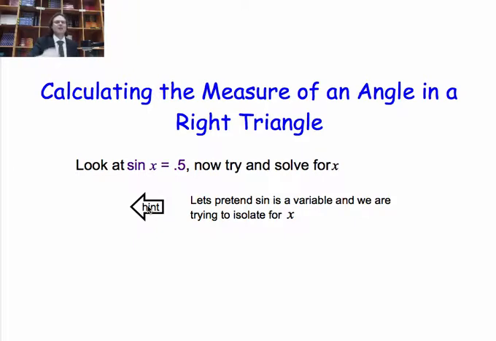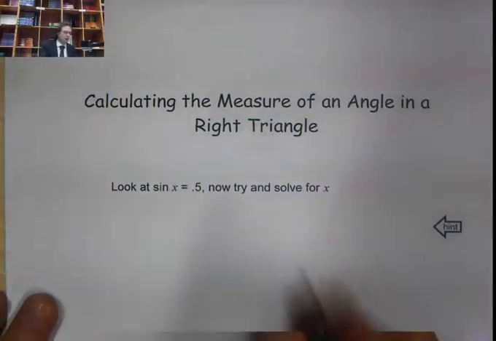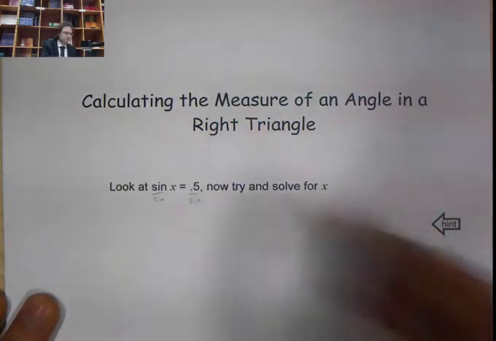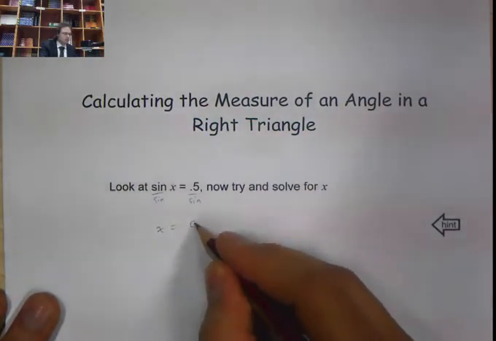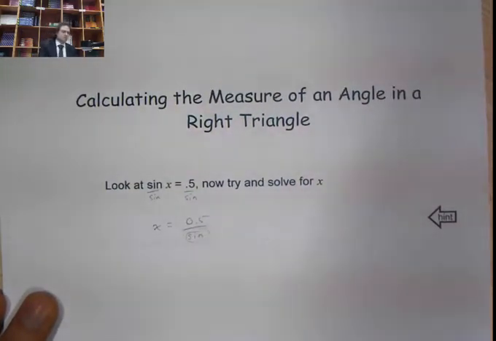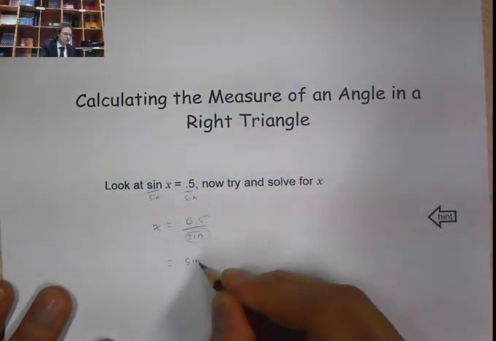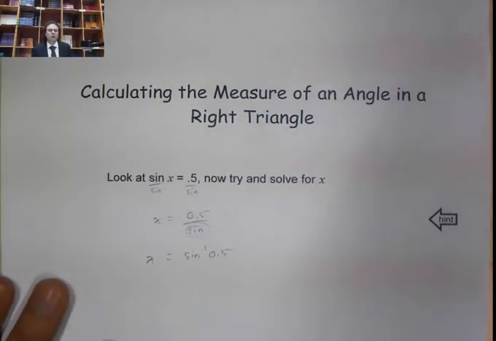It says, let's pretend that sine is a variable and we're trying to isolate for x. So let's go back here. I'm going to divide both sides by sine. Now I'm going to get x is equal to 0.5 over sine. Well, what is this in exponent form? If I want that on top, that's going to be sine to the negative 1, 0.5. So that's one way to think about it.